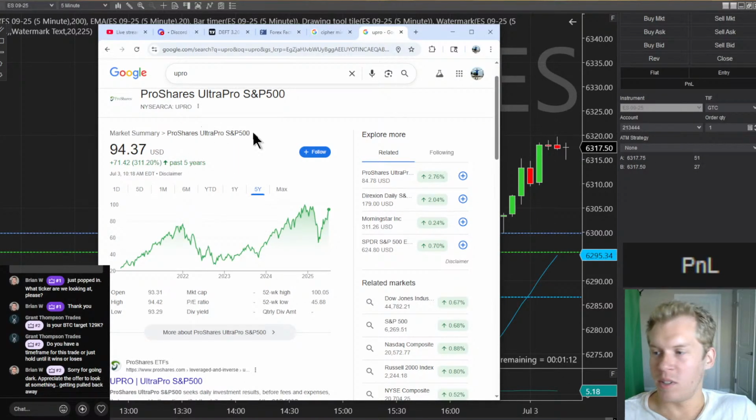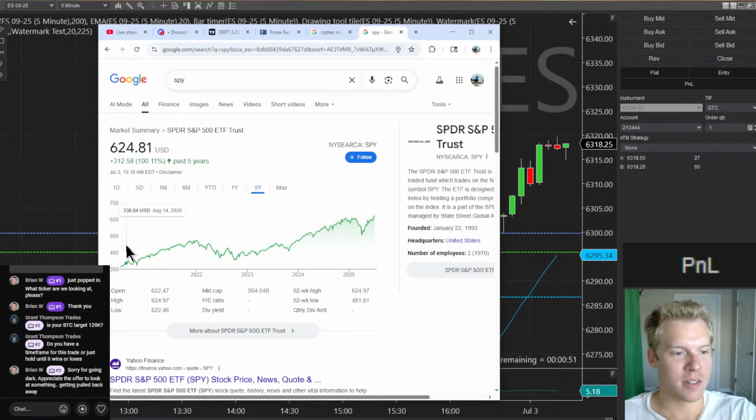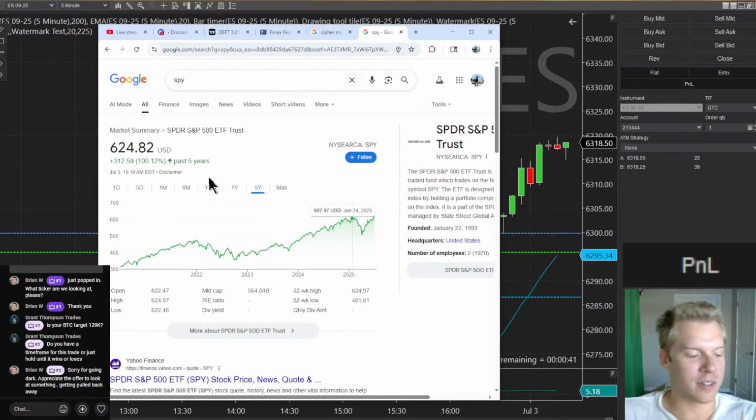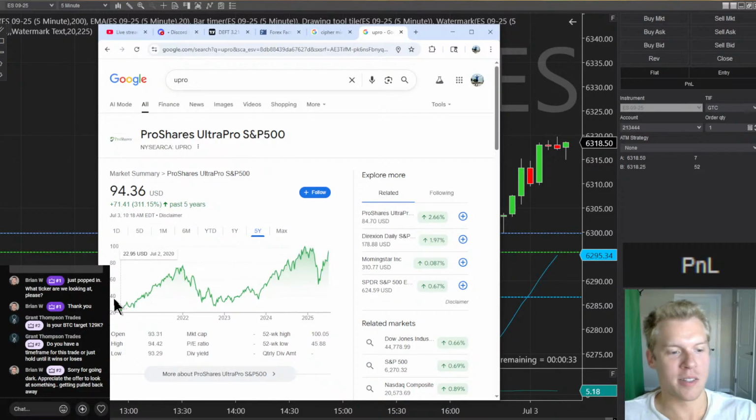So looking at the UPRO's price, it's gone from 24 to 94 in the last 5 years, so it's almost quintupled in 5 years versus the S&P, which has basically doubled. So the underlying is the same, but you have one that's leveraged. So it's a consideration, especially if you can buy it on a dip like this.